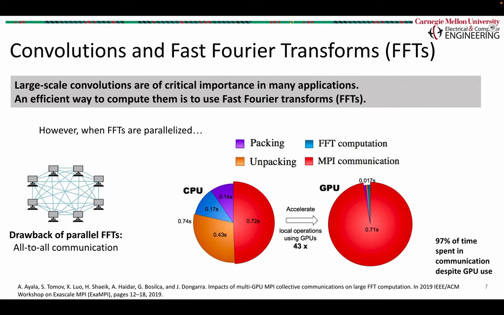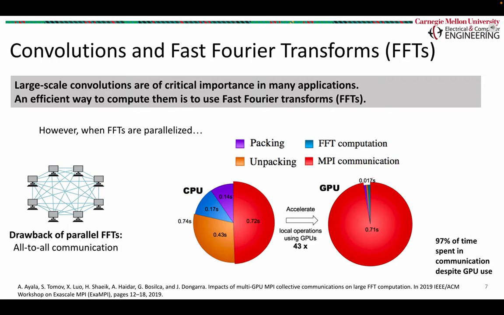Since large-scale convolutions are of use in solving differential equations, they are of critical importance in many applications. An efficient way to compute them is to use fast Fourier transforms, or FFTs. However, when FFTs are parallelized, they require all-to-all communication between the parallel nodes, and this impacts performance significantly.